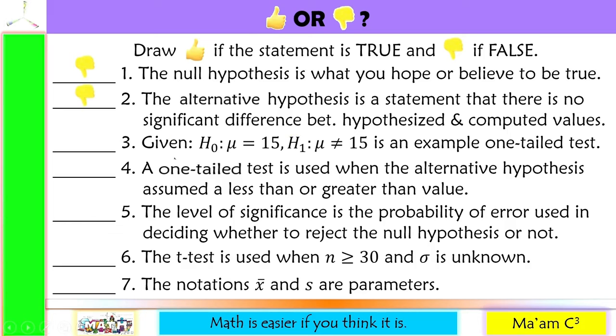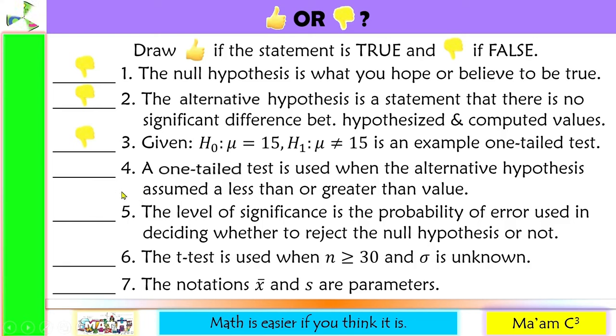Number 3, given H sub 0: mu is equal to 15, H sub 1: mu is not equal to 15, is an example of one-tailed test. This is thumbs down. Since we have not equal to here, this is a two-tailed test. Number 4, one-tailed is used when the alternative hypothesis assumed a less than or greater than value.